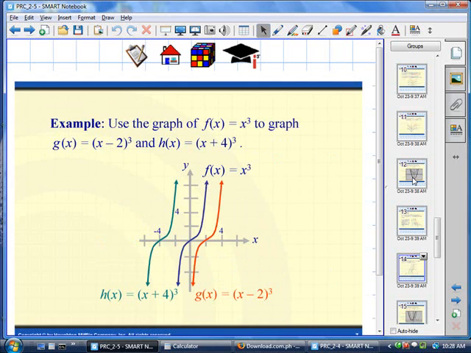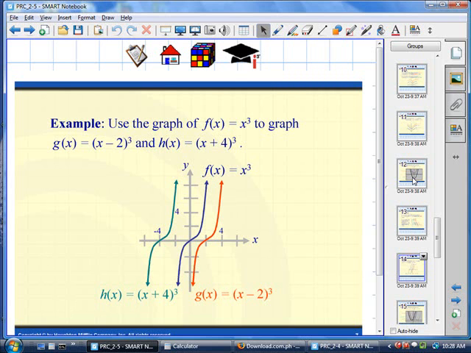Okay, here's another one. If the blue curve is y equals x cubed, then what's x minus 2 cubed? It's the same curve shoved 2 units to the right. And what is x plus 4 cubed? It's the same curve shoved 4 units to the left.